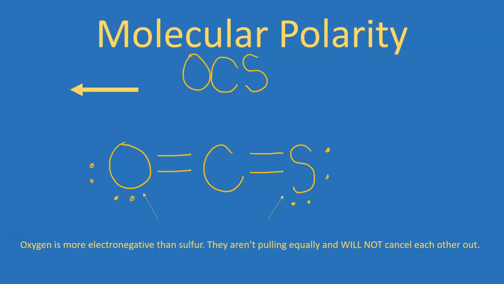So it's going to pull to the left, and it's a big pull, and then the sulfur is going to pull to the right with a little bit less pull than what oxygen is doing. So they are not pulling equally, and they're not going to cancel each other out. What does that mean? That means that OCS is a polar molecule.